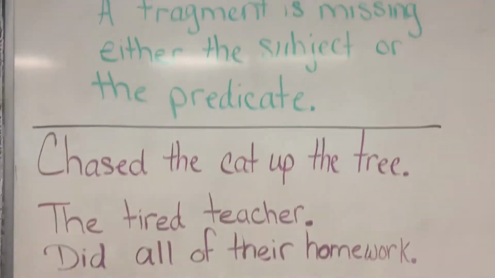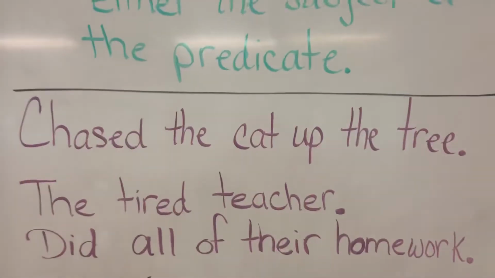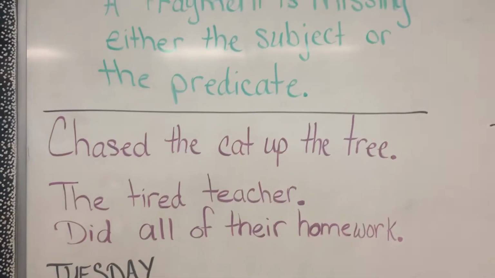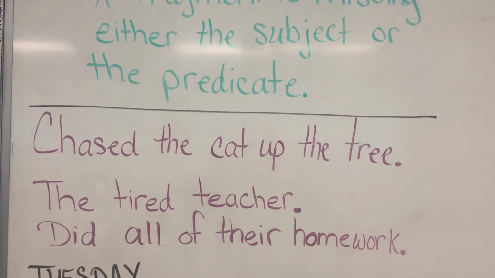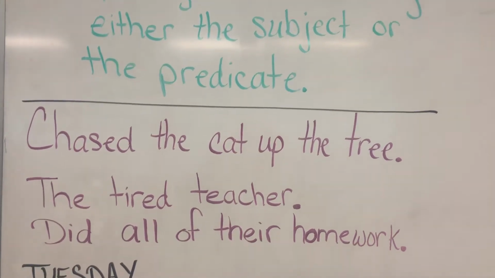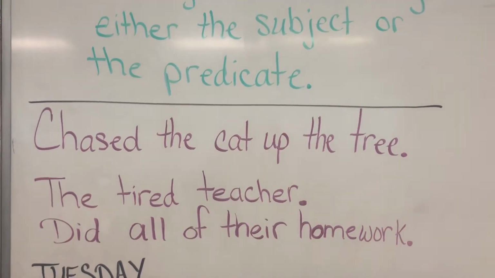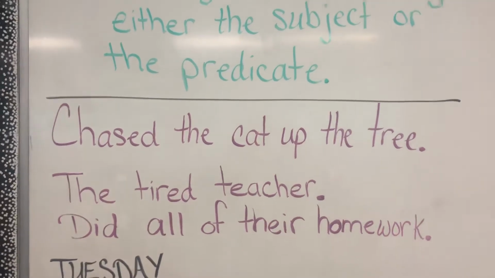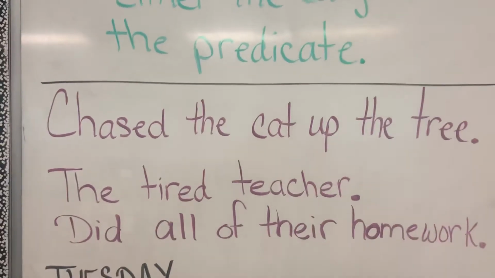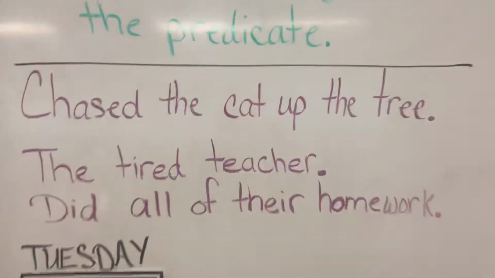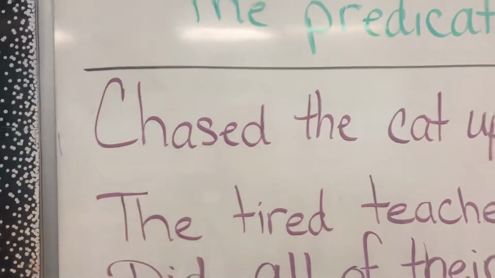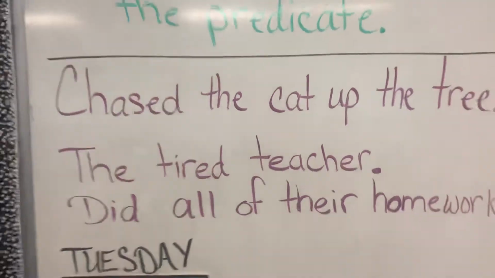So let's go ahead and look at these three sentence fragments. Okay, chased the cat up the tree. Well, in that case, we're missing the subject because I don't know who or what chased the cat up the tree. So we could correct that by saying the dog or the puppy chased the cat up the tree, and then we would have to make sure and change that capital C to a lowercase c.